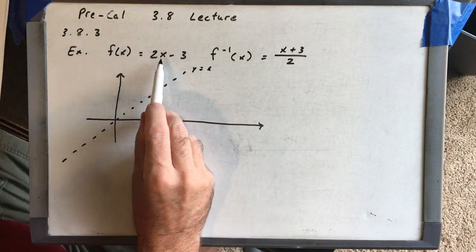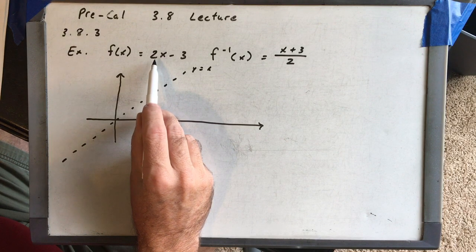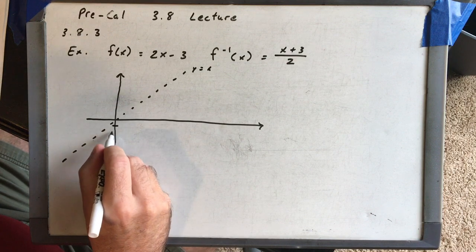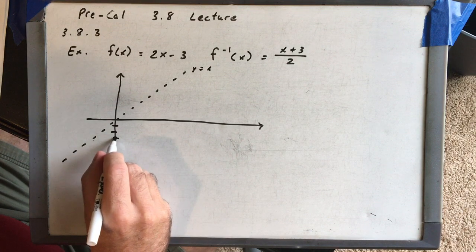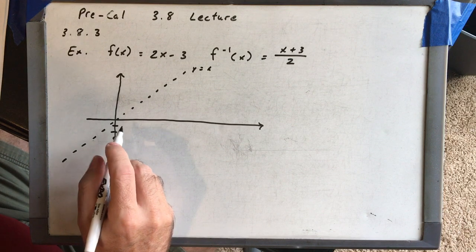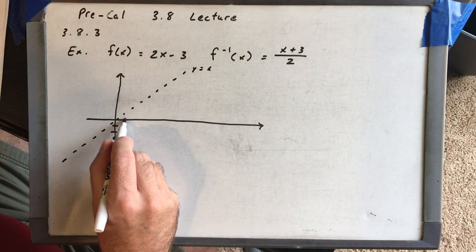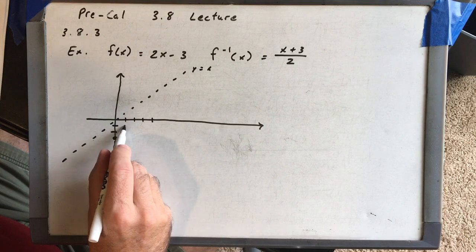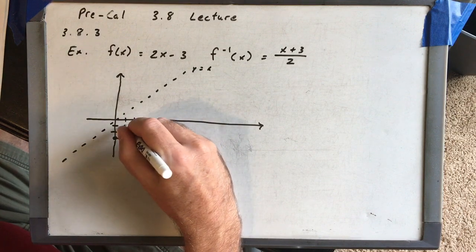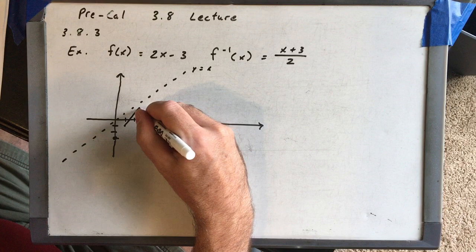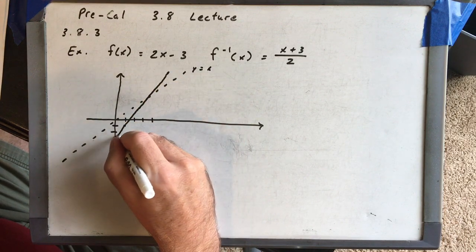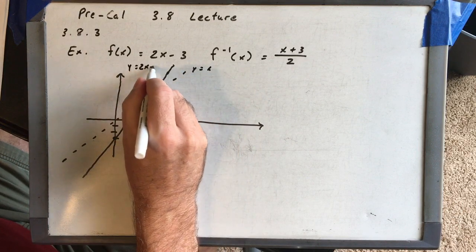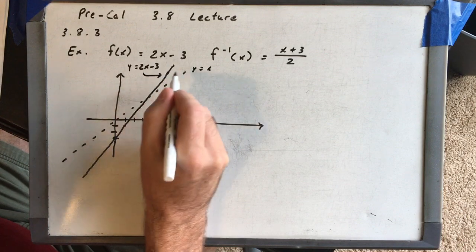Okay, 2x minus 3 is a line that has a y-intercept of negative 3, right? So let's put that about right there. And a slope of 2. So slope of 2 would be up 2 over 1. So if I were to connect that, that's y equals 2x minus 3. That'd be that line.